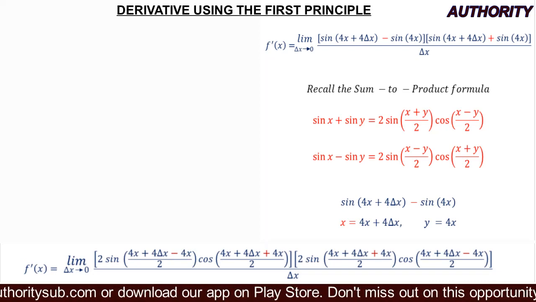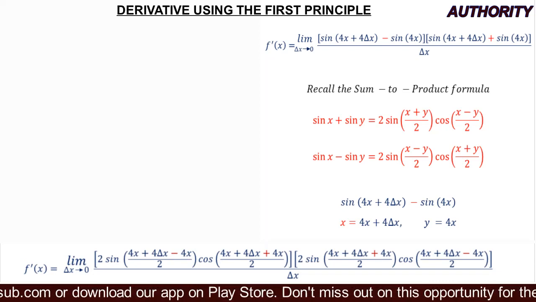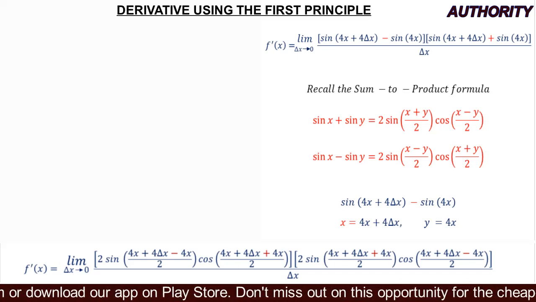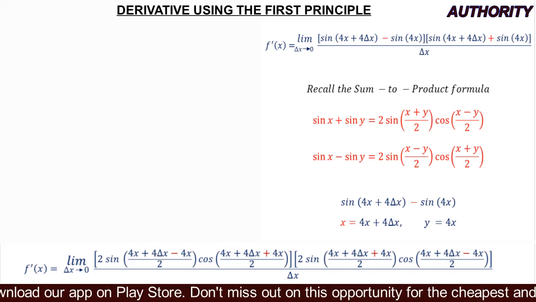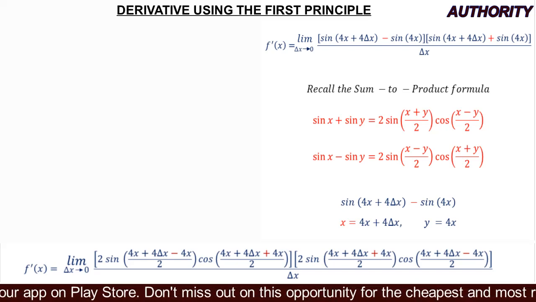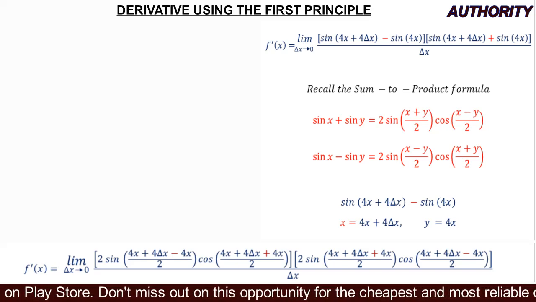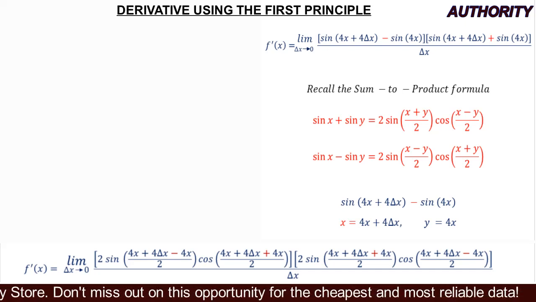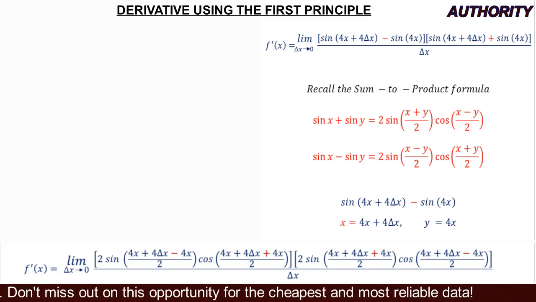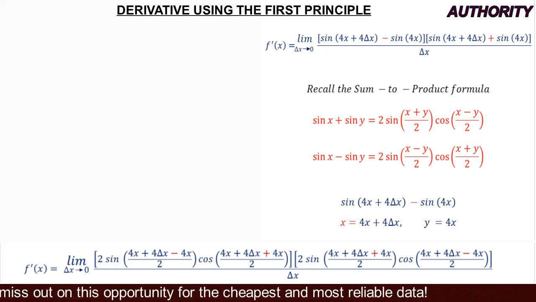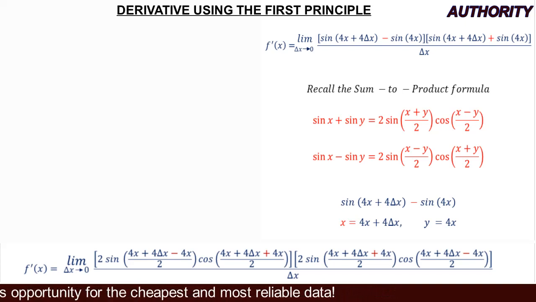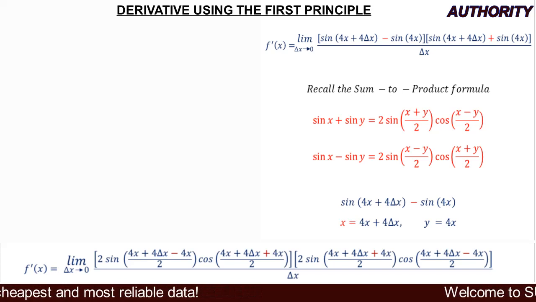Now let's apply it here. Here we have f prime of x is equal to the limit as change in x approaches 0. Now look at it. In these two formulas that we brought, this difference, sine x minus sine y, is for the first part in the numerator. So instead of writing sine x minus sine y, we can replace it with 2 sine (x minus y) all over 2 multiplied by cos (x plus y) all over 2.